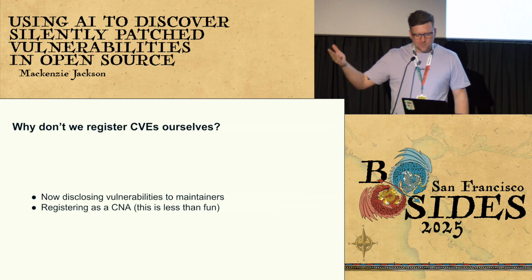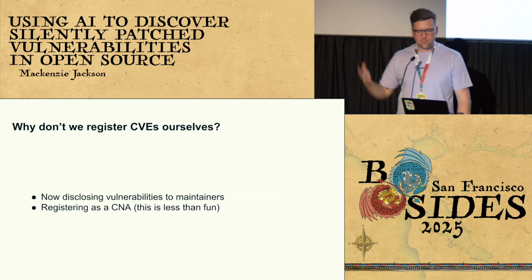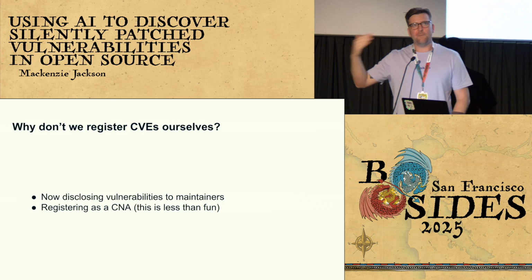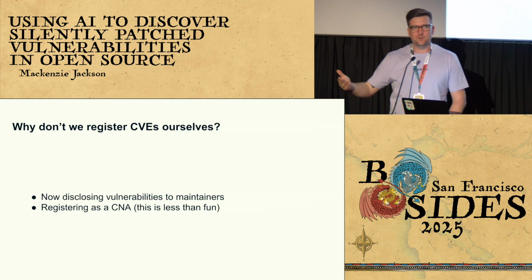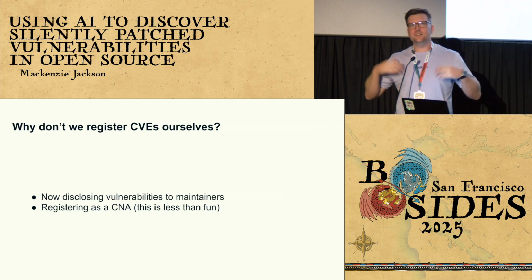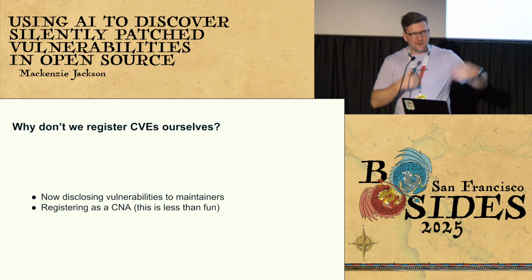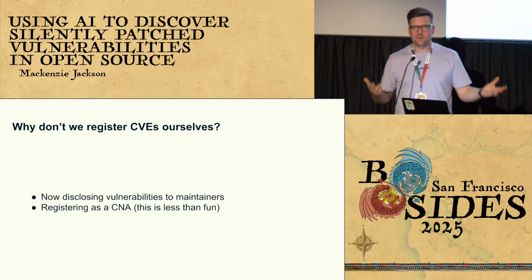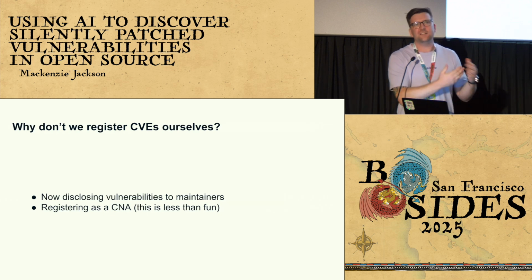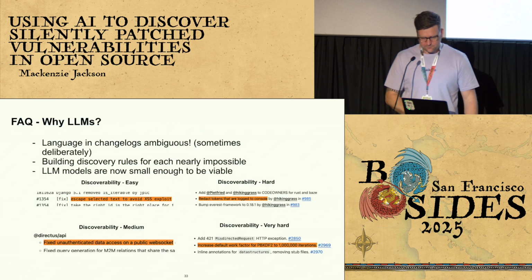Now, a question that you're probably all having, and that everyone has when I talk about this, is why aren't we disclosing the CVEs ourselves? We are making sure that we do responsible disclosure of this. We're making our threat feed publicly available in various ways, like RSS feeds. And we're also trying to be registered as a CNA, which is a company that is able to report vulnerabilities. This is a less than fun process, I will say, but we're going down that approach. So hopefully in the future, we will be able to report all of these as CVEs.